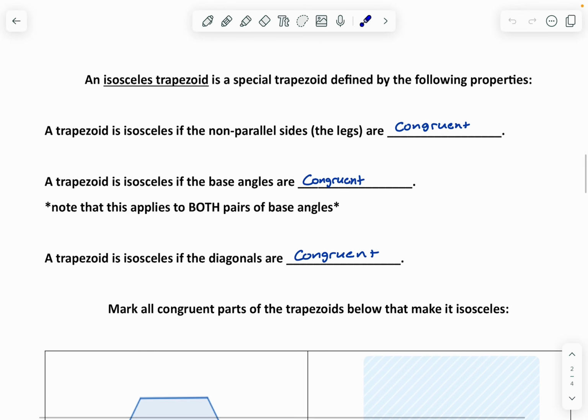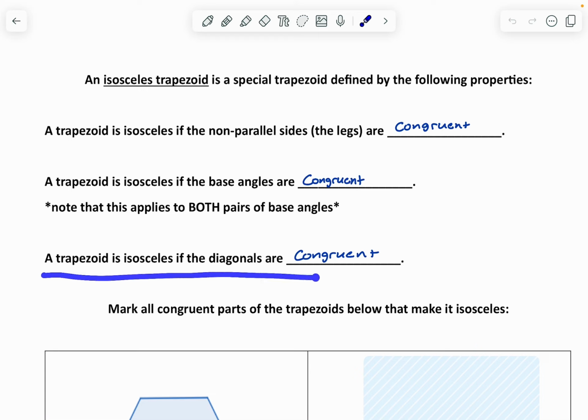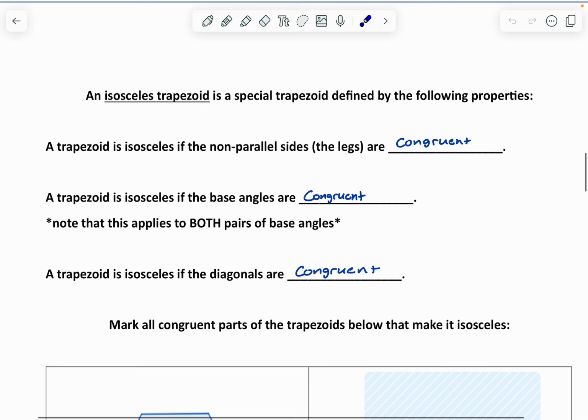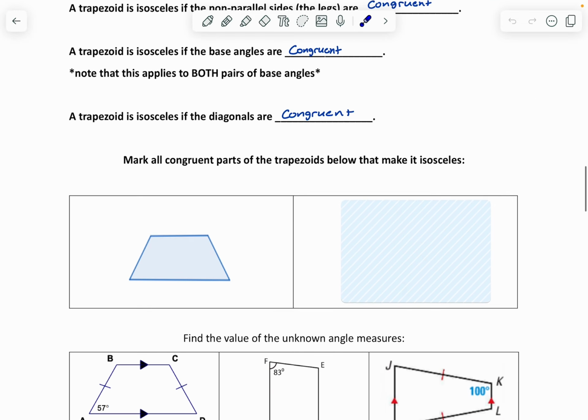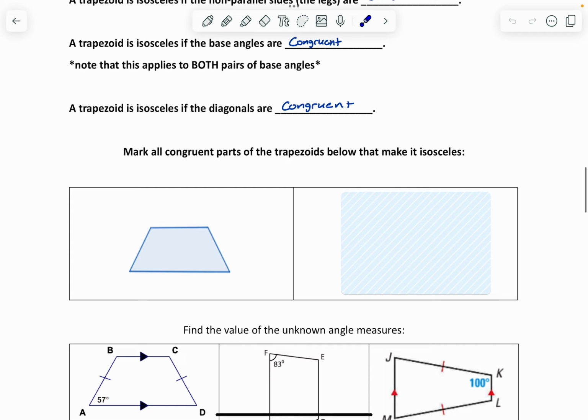And the last one that we have is that a trapezoid is isosceles if the diagonals are congruent. Those are our three rules that are going to make a trapezoid an isosceles trapezoid. So we'll go through, mark all the congruent parts that will make this trapezoid an isosceles trapezoid. And then there's the one on the right that I'll have you do.